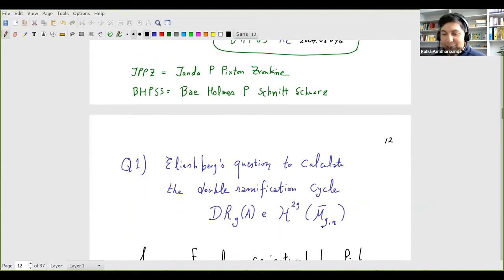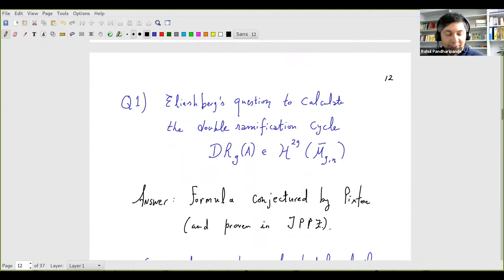All right, so now I want to return to question one. That's the very first one, which is Eliashberg's question to calculate the double ramification cycle. So by now, you're supposed to have at least accepted that there is a definition of this thing. And now I have to tell you what the solution of the calculation is.